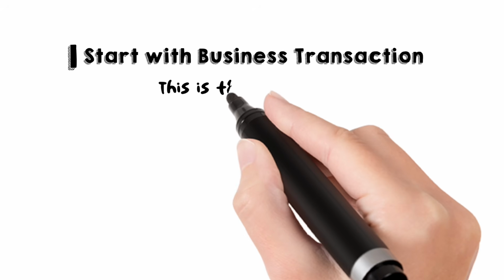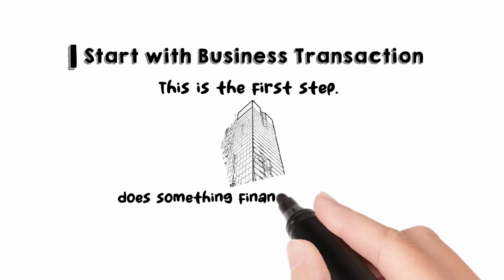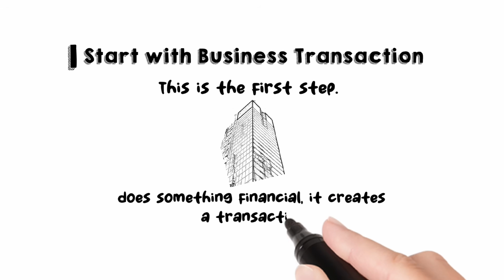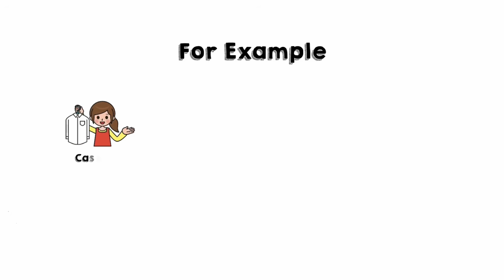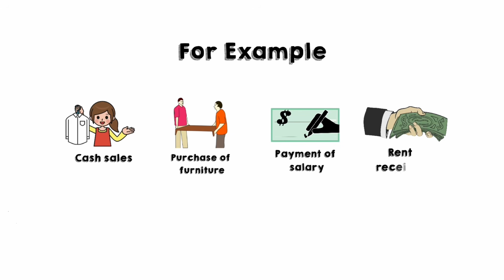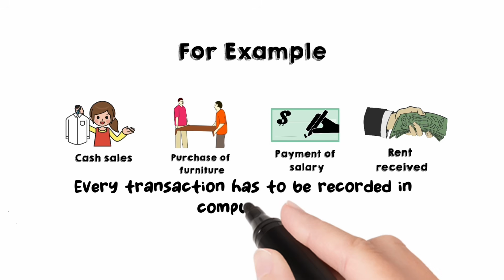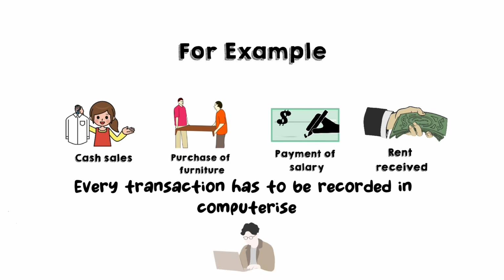Number 1, start with business transaction. This is the first step. Whenever a business does something financial, it creates a transaction. For example, cash sales, purchase of furniture, payment of salary, rent received. Every transaction has to be recorded in computerized ERP software.